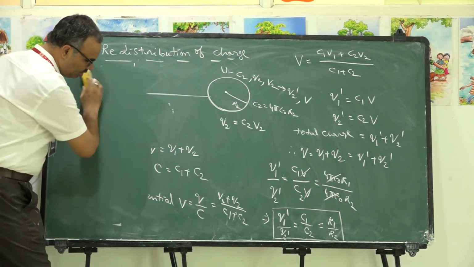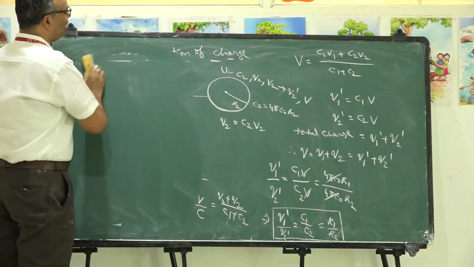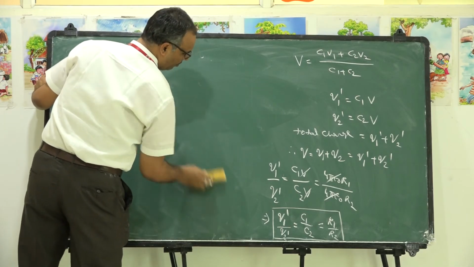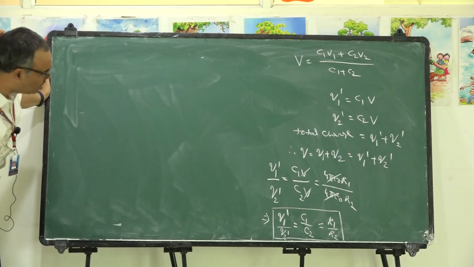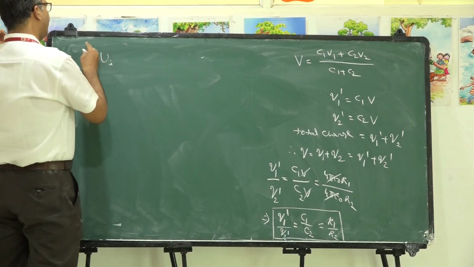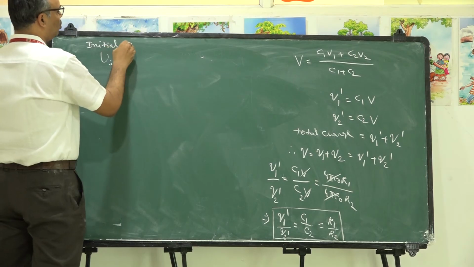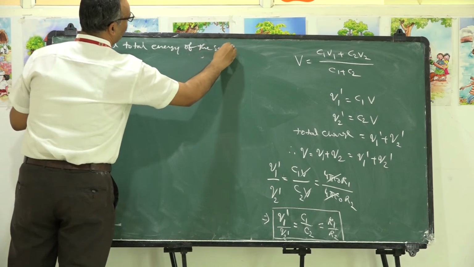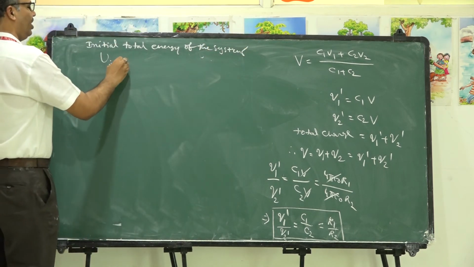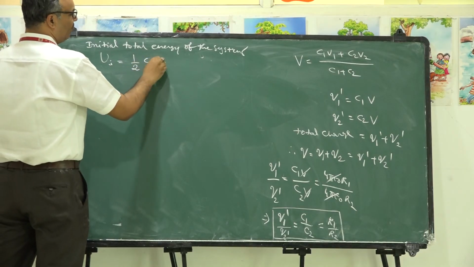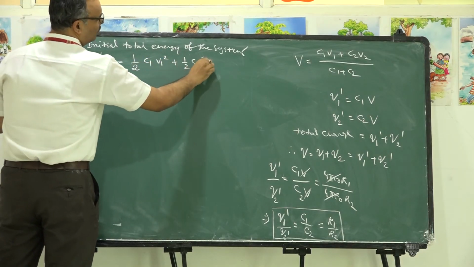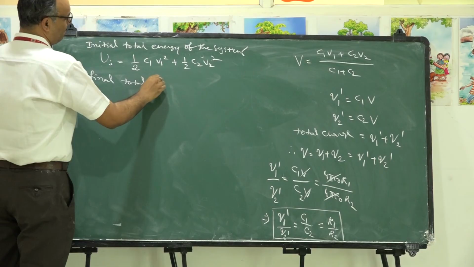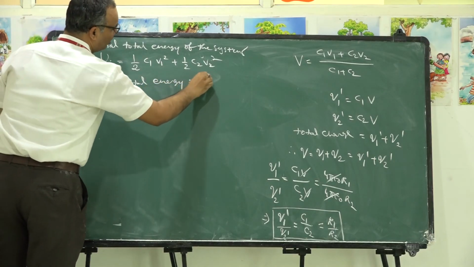How to calculate the loss in energy? Loss in energy is nothing but initial energy minus final energy. So what is the initial energy of the system? Ui, the initial total energy of the system, is equal to half C1 V1 square plus half C2 V2 square. Final total energy of the system.